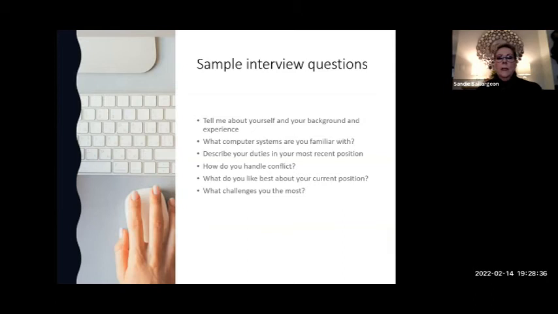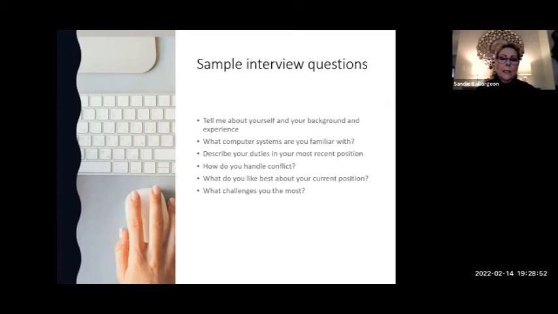One lady said to me, what do you want to know? Which I thought was really odd, because it was a job interview. So obviously I wanted to know her background and experience. So now I just put that right in the question. What computer systems are you familiar with? Describe your duties in your most recent position.